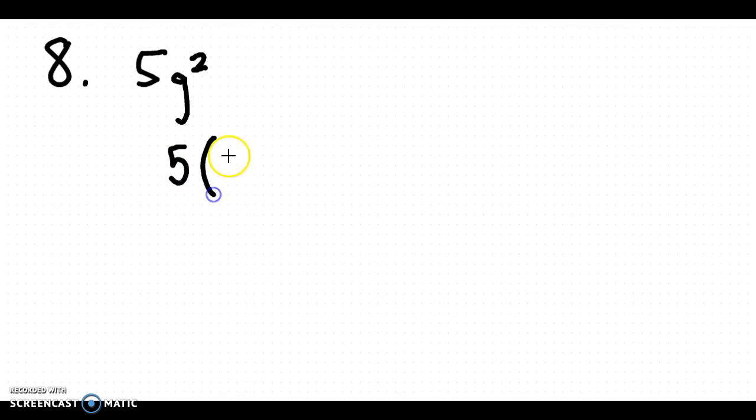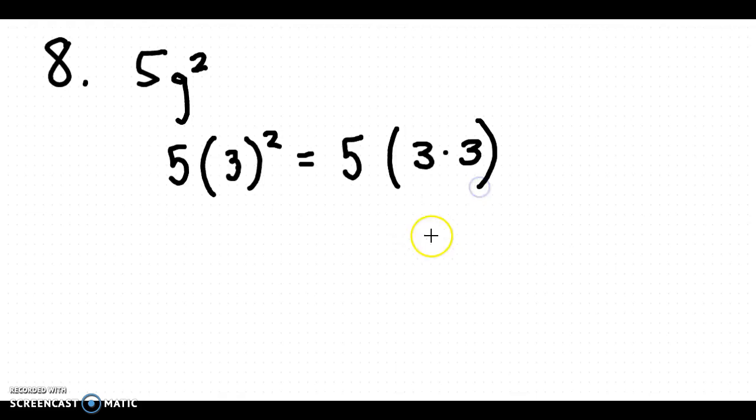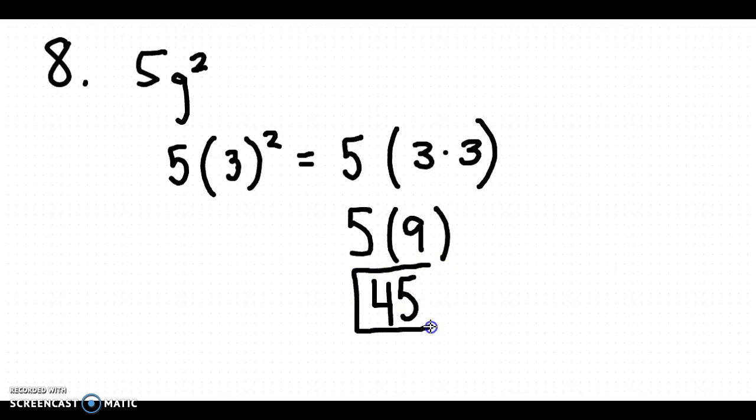Okay, let's look at number 8. We've got 5 g squared. Remember, again, g is 3, so we really have 5 times 3 squared, or 5 times 3 times 3, and that's going to be 5 times 9, or we'll write that as 45 for our final answer.